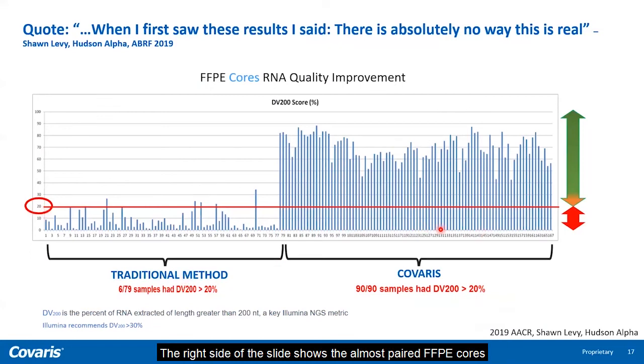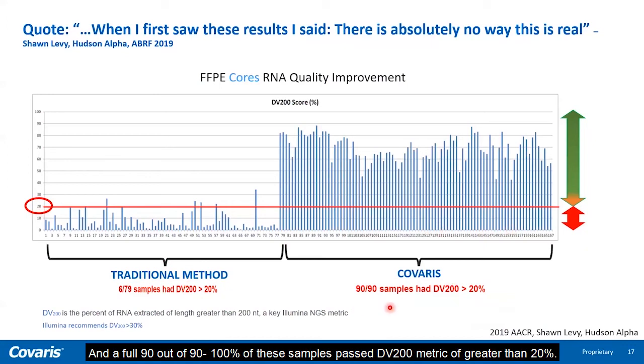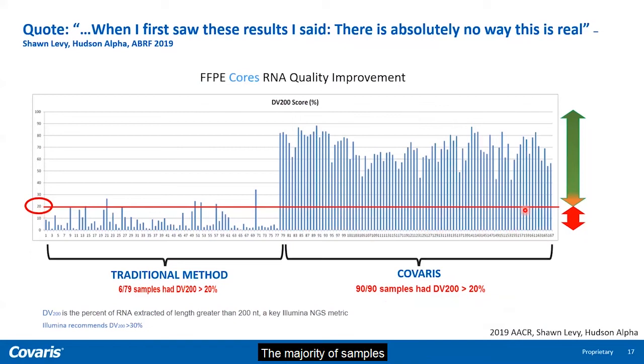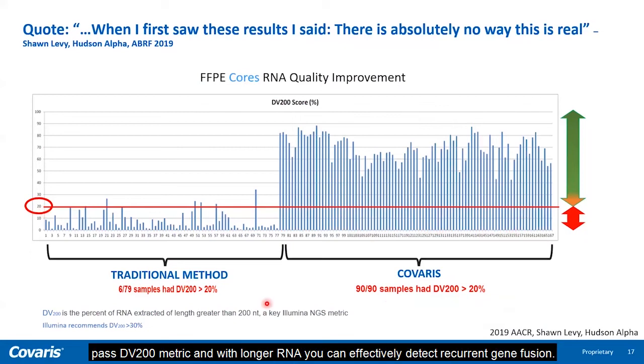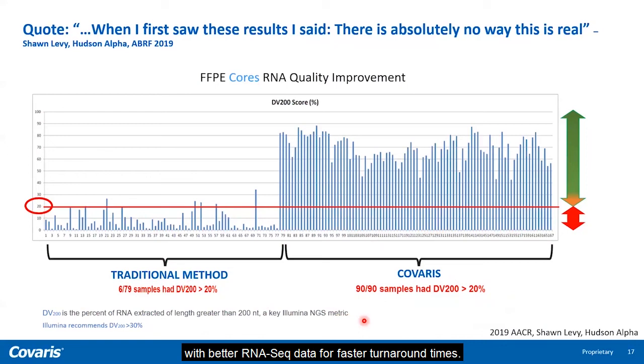The right side of the slide shows almost paired FFPE cores being processed with Covaris method, and a full 90 out of 90, 100% of these samples pass DV200 metric of greater than 20%. The majority of the samples pass DV200 metric, and with longer RNA, you can now effectively detect recurrent gene fusions. Higher quality of extracted RNA translates to sequencing more samples with better RNA-seq data for faster turnaround times.